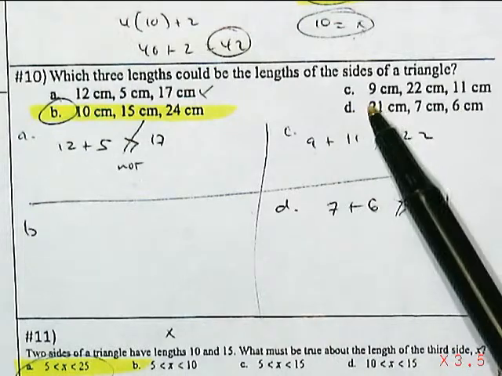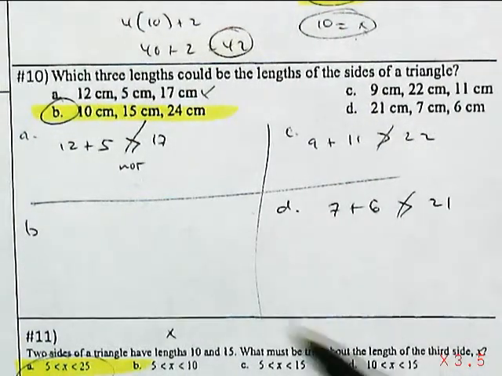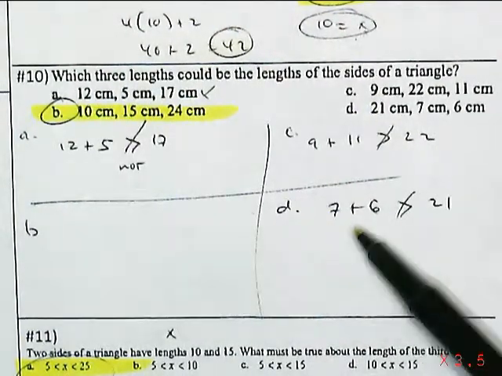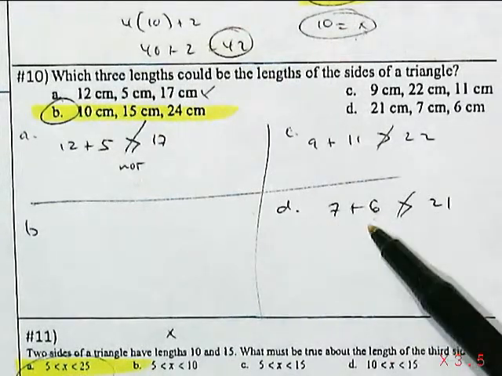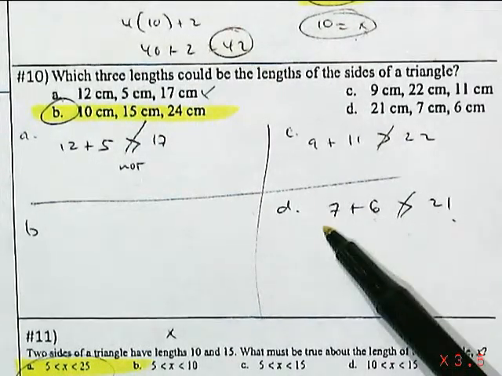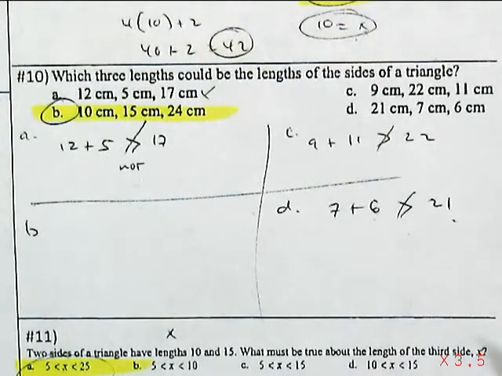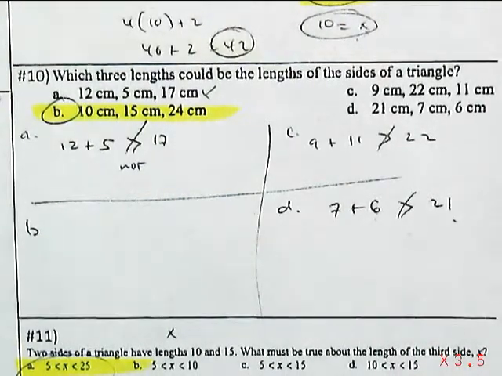D, notice how I'm not going through all of them. I'm just finding that counter example. 7 plus 6, that would be 13. 13 is not greater than 21. Remember, if you do the 3 mini problems, if one of those is false, that means it's not a triangle.